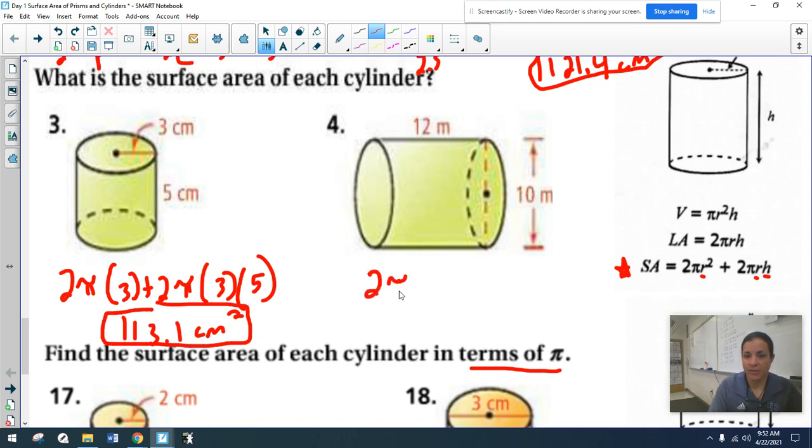Okay, next one, 2 pi radius, which would be 5. That's the only tricky part they'll do to you, is they'll give you the diameter. I sure forgot the squared. Let me do that again. So 2 pi times 9 plus 2 times pi times 3 times 5. Sorry, scratch that because I forgot that squared. So this is 150.8.